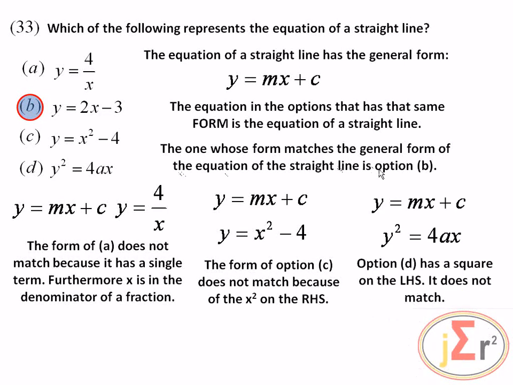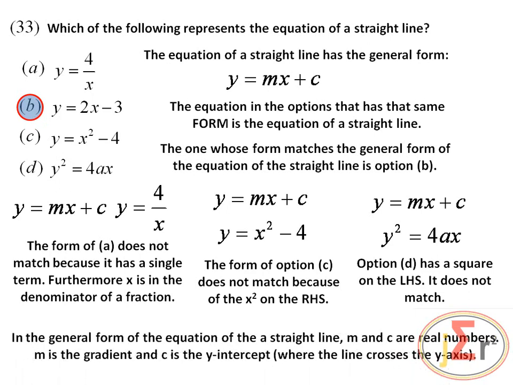Make another comparison. Option D has a square on the left hand side. It does not match. So this option does not match the equation of a straight line. So this y squared prevents it from being the equation of a straight line.